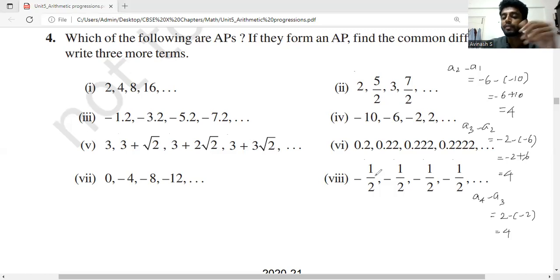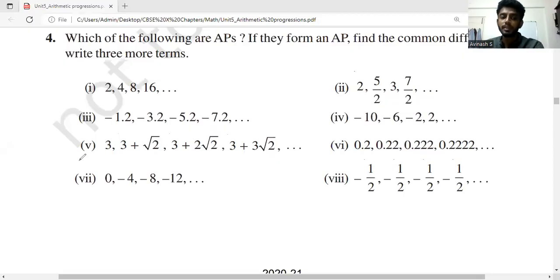So we get 4, 4, and 4. So the next 3 terms, we just add 4. So this is an AP because the common difference is the same. So the common difference is 4. And for the next 3 terms, we add 4. That is the last term that they have given us, 2. So you add 4, you get 6. And then you add 4, you get 10. And then you add 4, you get 14. So these are the answers. So this is how you do the fourth.